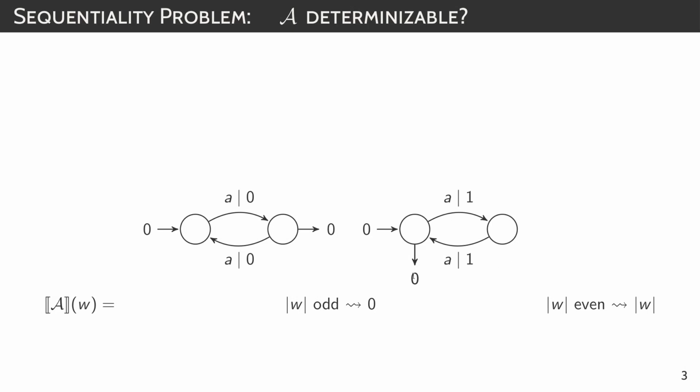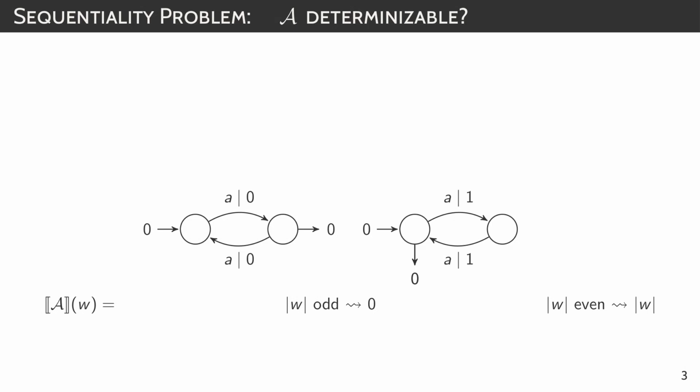In this right part, on the other hand, we can read all words of even length. We start in this initial state, and after reading an even number of A's, we end up in this state again, which is also final. The weight we assign to words read in this part of the automaton is exactly the length of the word. We start with an initial weight of 0, and then for every A we read, we get a profit of 1, and then we have a final weight of 0. So this automaton assigns 0 to every word of odd length, and it assigns the length of the word to every word of even length.